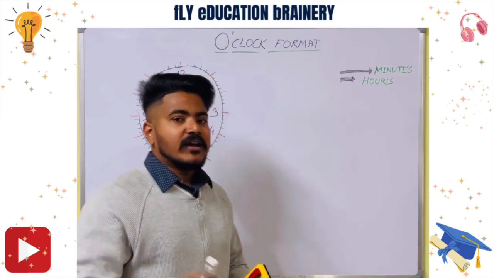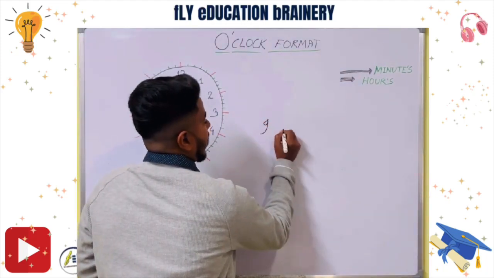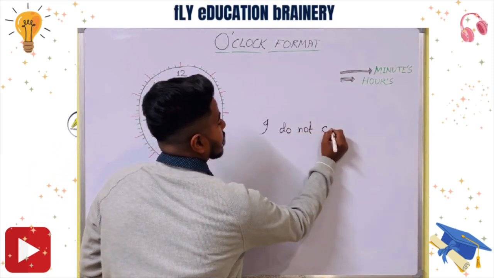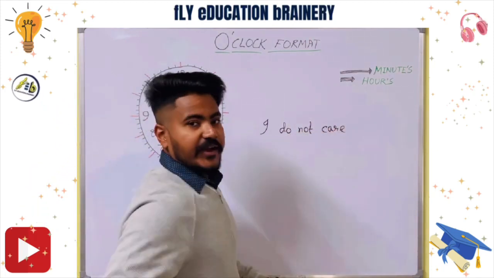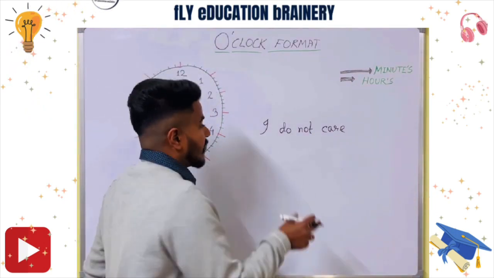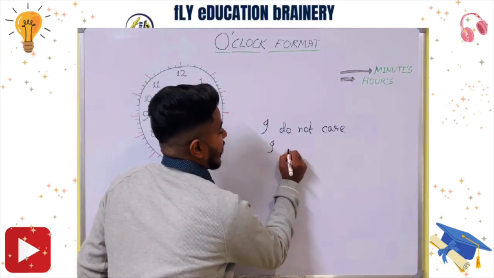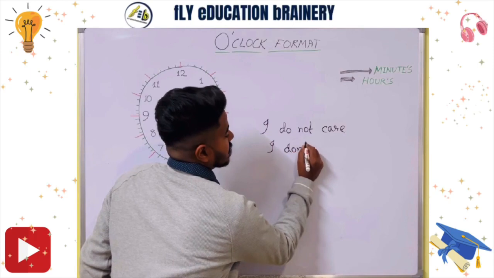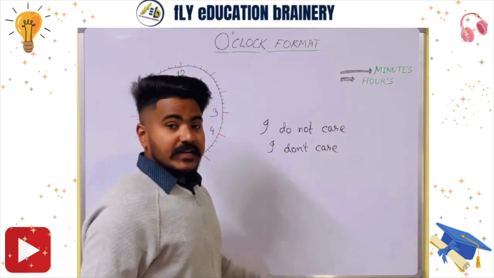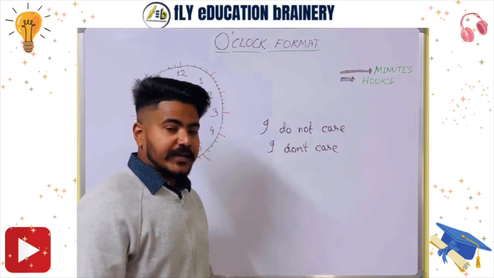For that, I will write a simple English sentence. I do not care. The same sentence, we can write in another way by bringing these two words together. That is, I don't care. The meaning is the same. So do not and don't mean the same.